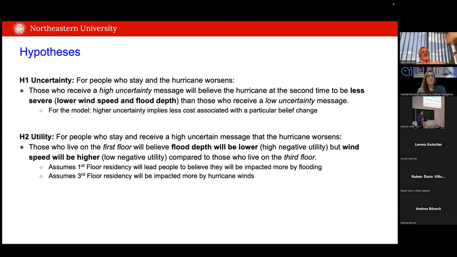Okay, so two key hypotheses. For people who stay and the hurricane worsens, those who receive a high uncertainty message will believe the hurricane at the second time to be less severe, lower wind speed and flood depth, than those who receive a low uncertainty message. So from the perspective of the model, the higher uncertainty implies less cost associated with a particular belief change. The utility change is for people who stay and receive a high uncertainty message that the hurricane worsens, those who live on the first floor will believe flood depth will be lower, higher negative utility.